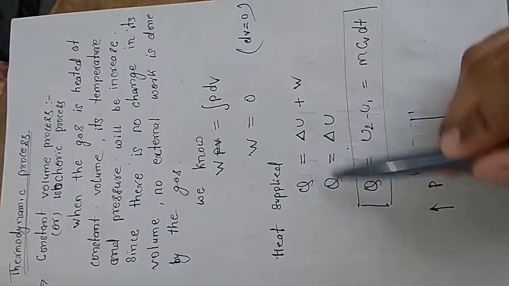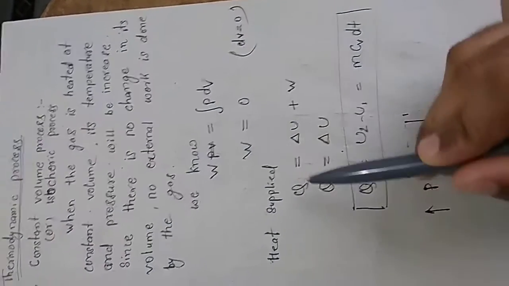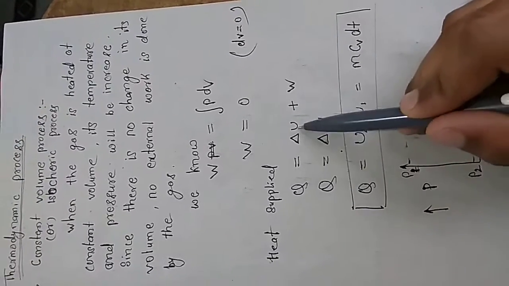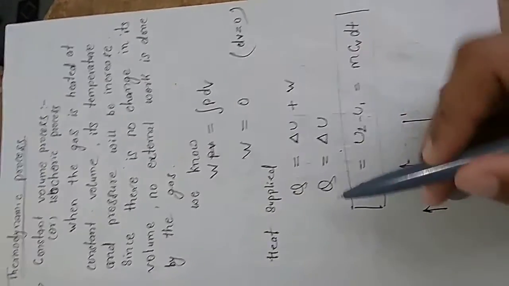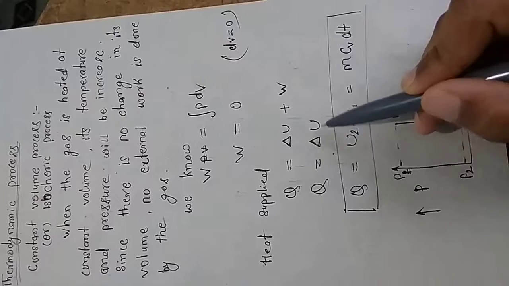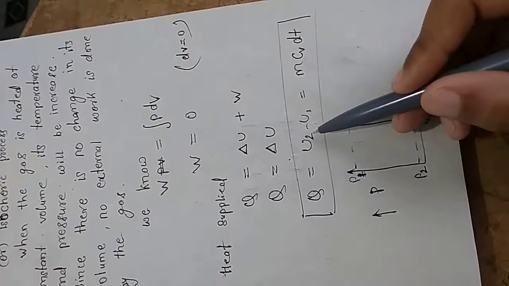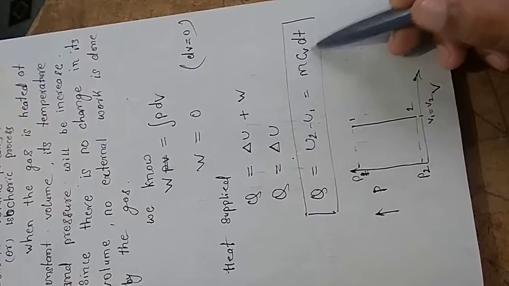Now we will find the heat supplied. So Q is equal to ΔU plus W. What is ΔU? Change in internal energy. But here work done is equal to 0, so heat transfer, or heat supplied, is equal to the change in internal energy. We can say it another way: Q is equal to change in internal energy, U2 minus U1, which is equal to mCv dT.